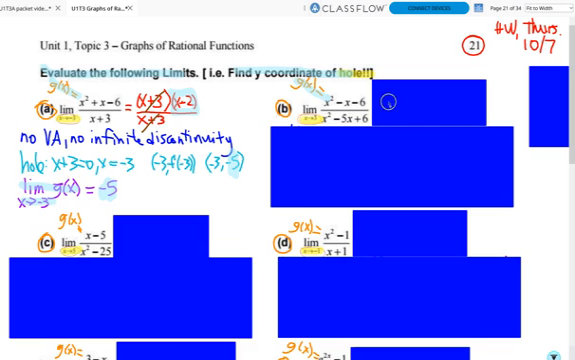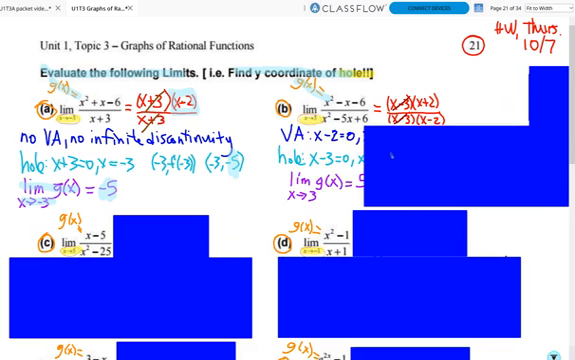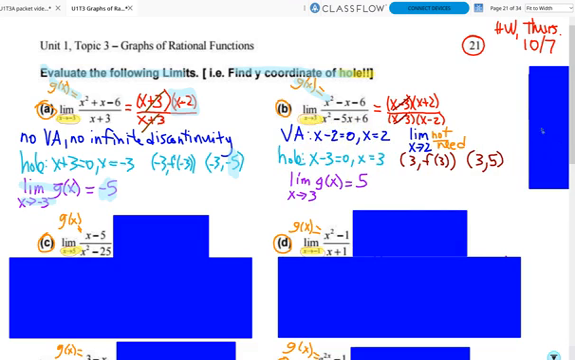Factoring again for b, split the middle for top and bottom, common factor in numerator and denominator of x minus 3. That's where the hole is. This one does have a vertical asymptote at x equals 2 by setting x minus 2 equal to 0. But remember, there is no limit for the vertical asymptote because it says the limit as x approaches 3. If it's approaching 3, that's the hole. That's the only limit statement you need to do.